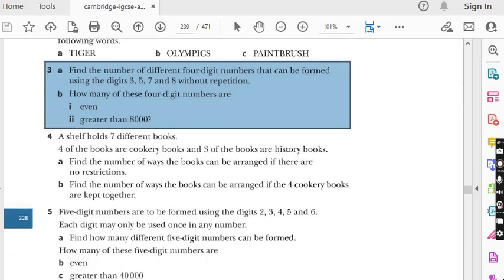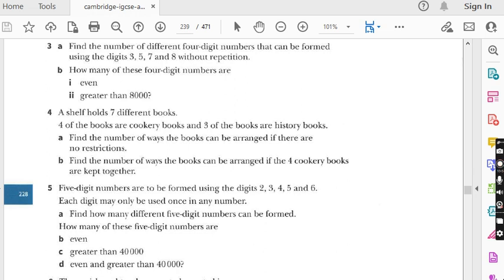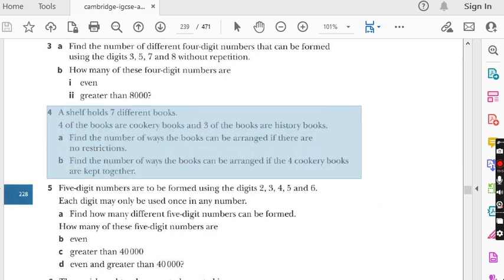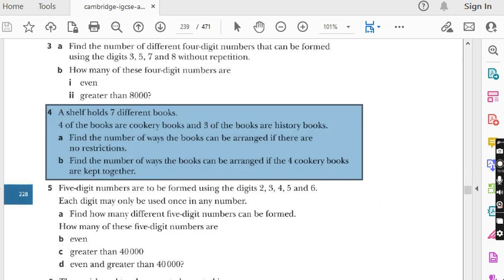Move to question number 4. Now more interesting questions are starting.